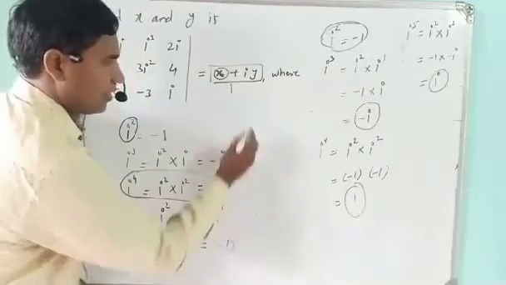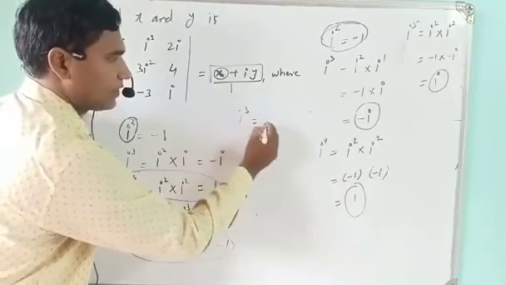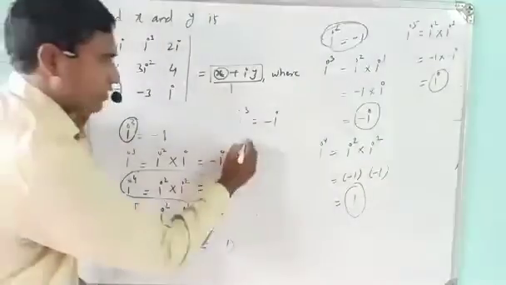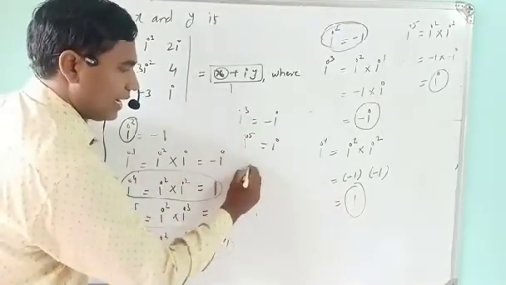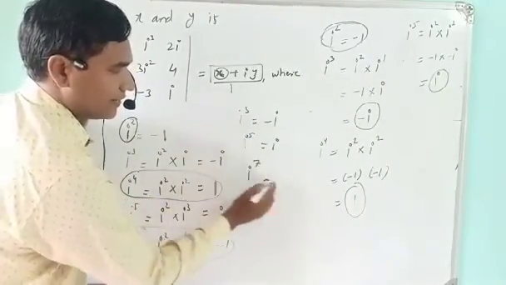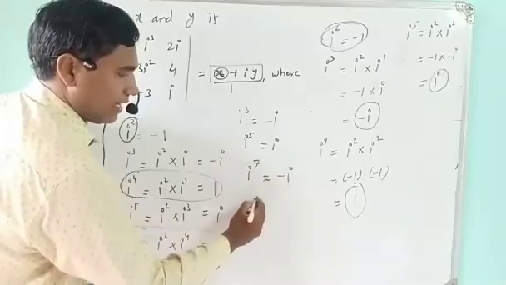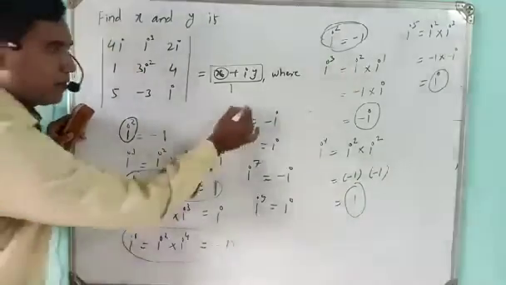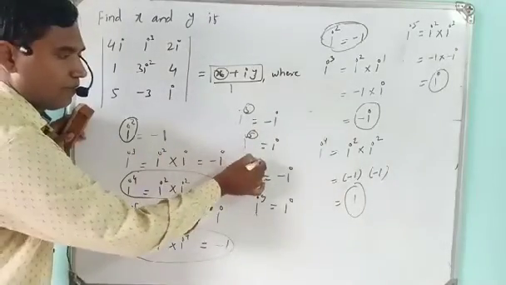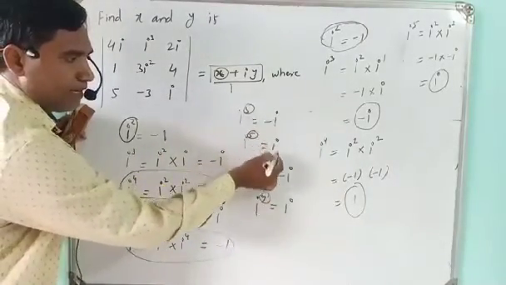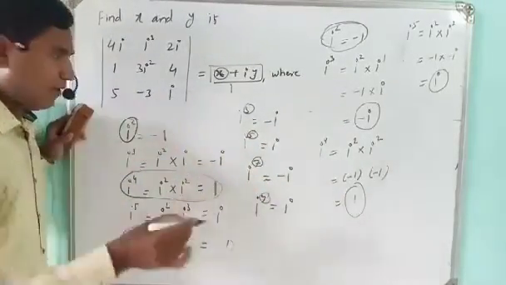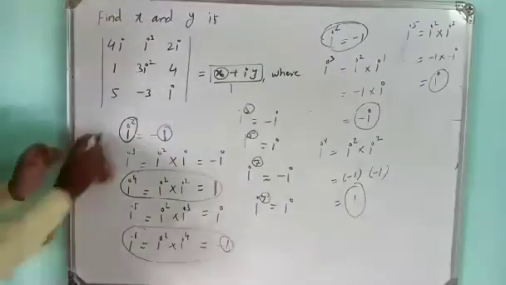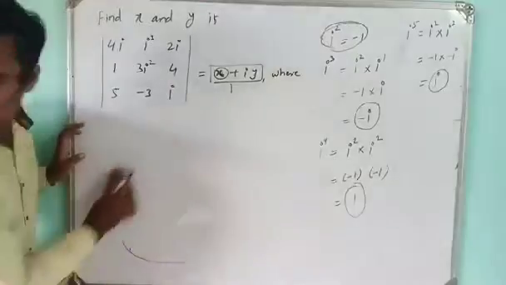And suppose this one odd power, I raised to 3 minus I. I raised to 5 is plus I. Alternately I raised to 7, odd power 3 5 7, minus I. I raised to 9 plus I. Alternately minus I plus I for odd powers. For odd powers minus I plus I minus I plus I. For even powers minus 1 plus 1 minus 1 plus 1. This is the method. Now how to expand?